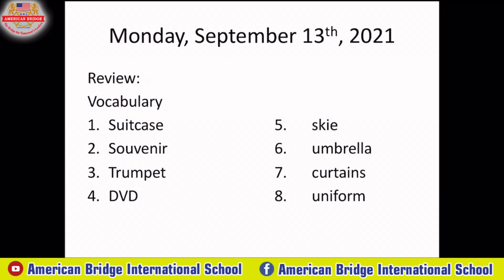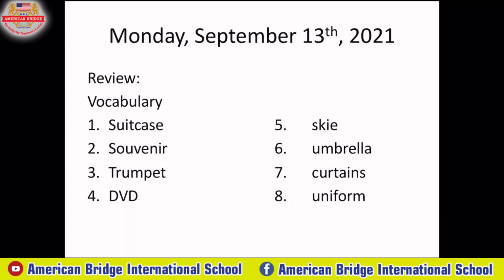The first point, we are going to do the review first, everyone. There are 8 words on the screen, right? The first one is the word suitcase. Let's say louder with me together: suitcase. 2, souvenir. 3, trumpet. 4, DVD. 5, sky. 6, umbrella. 7, curtains. 8, uniform. Very good everyone. Hopefully you also remember what the words mean as well, right?